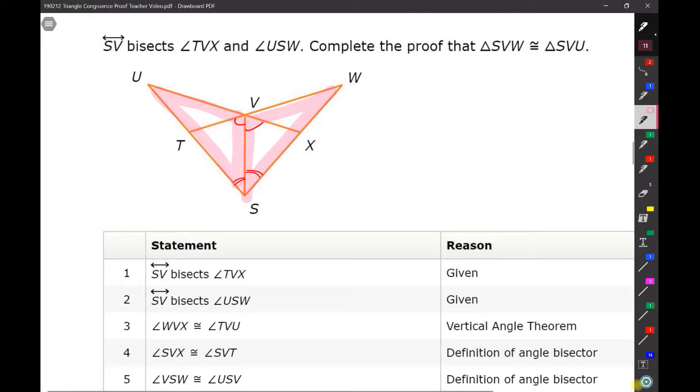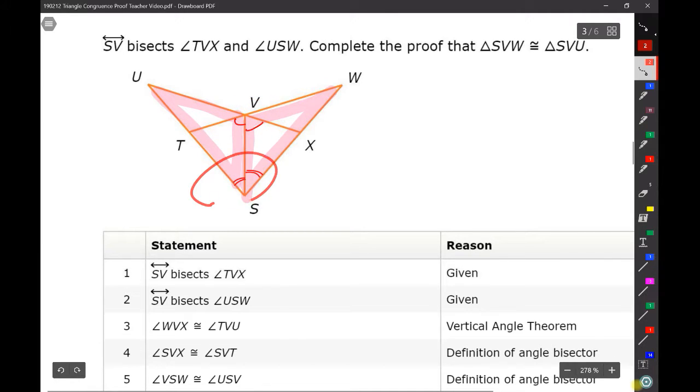Now you should start to see that these triangles have some things in common, don't they? Like, for example, they each have a single angle marking. You can see they each have a single angle marking, they each have a double angle marking, and really they both have a common side, don't they? And we're going to talk about that.